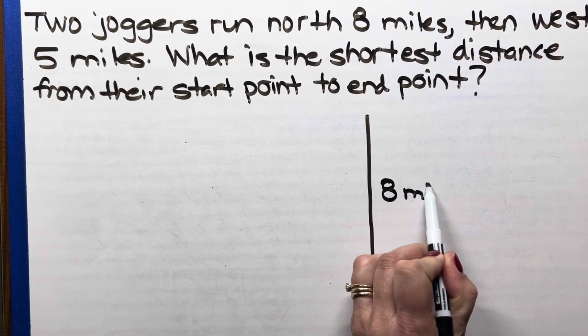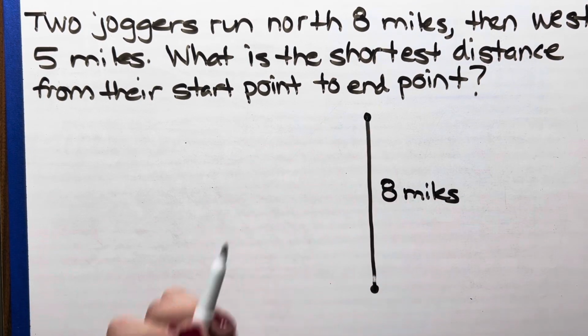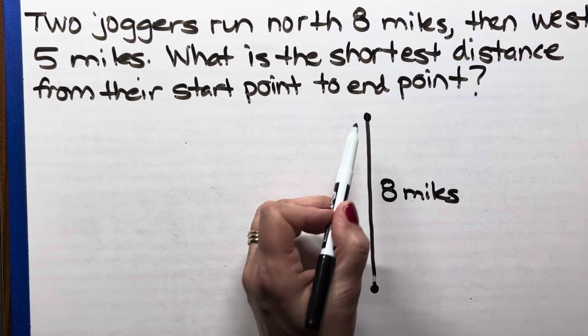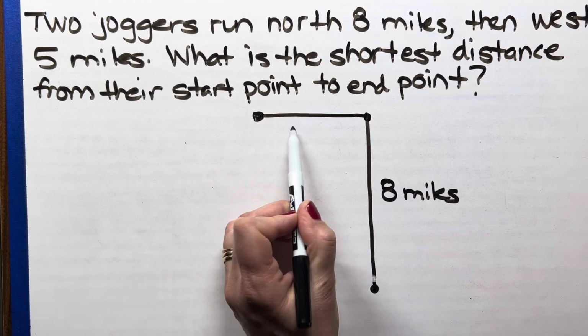On my diagram, north would be up, and then they're going to stop. Then they are running west 5 miles. On my diagram, 5 miles west is to the left.